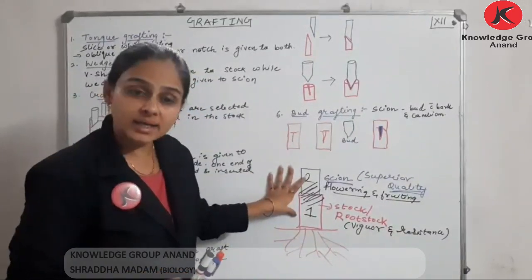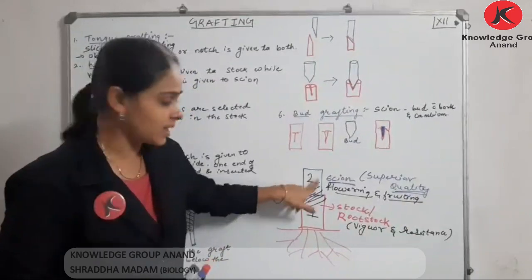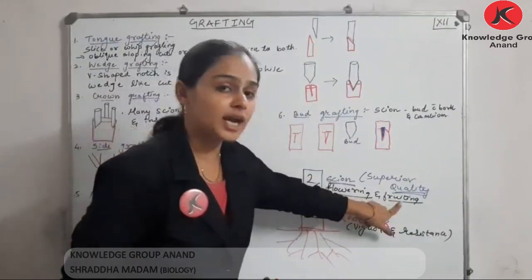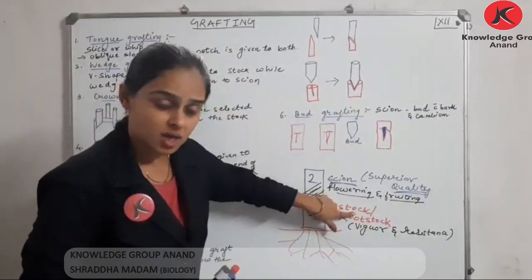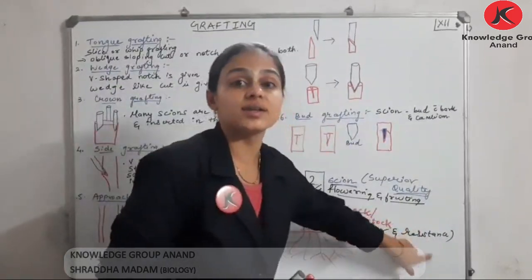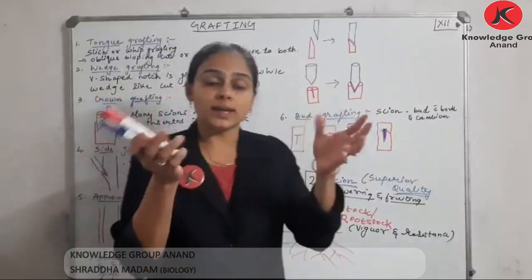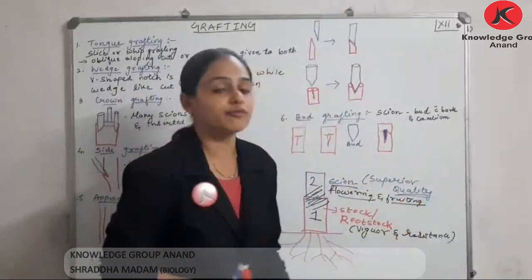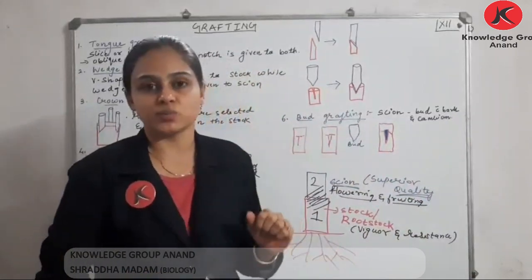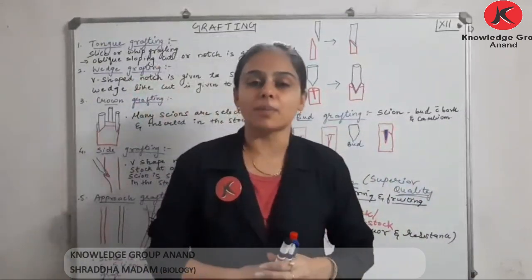Is to combine characteristic of one plant, say scion, उसकी flowering and fruiting, with properties of another plant, say stalk, that is vigor and resistant. ठीक है? So ये मिलजुल के जो नया प्लांट बनेगा, it is having all of this property. तो ये फंक्शन, ये पर्पस हो गया आपका ग्राफ्टिंग का.